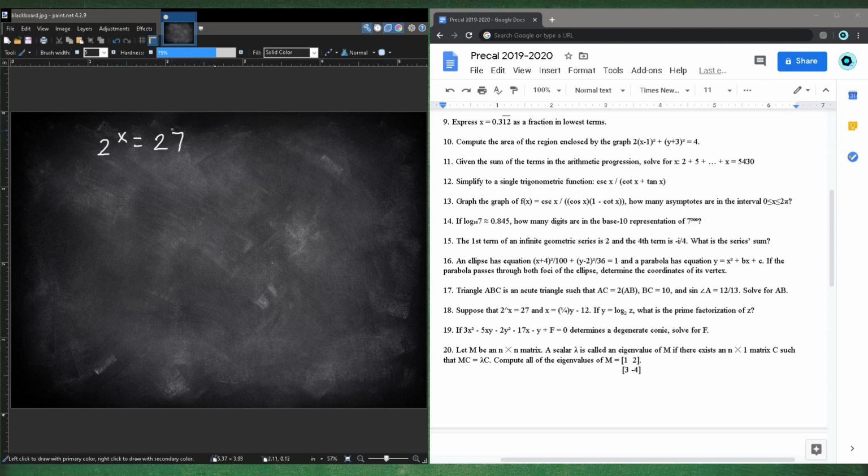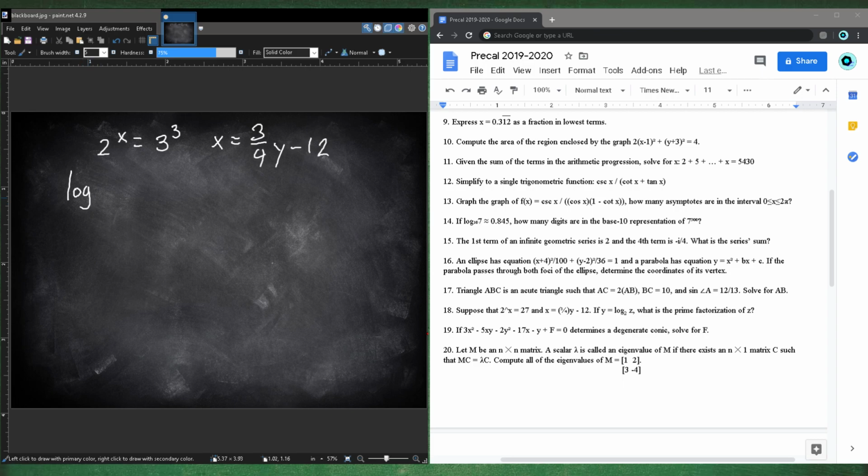And since I see 27, I'm just gonna write 3 to the power 3, because usually when CCML does this, you have to factor. And they say that x is equal to 3/4 y minus 12. So if y is equal to log 2 of z, what is the prime factorization of z? So we have to find y, right? We're already given x because we just need to move it around.